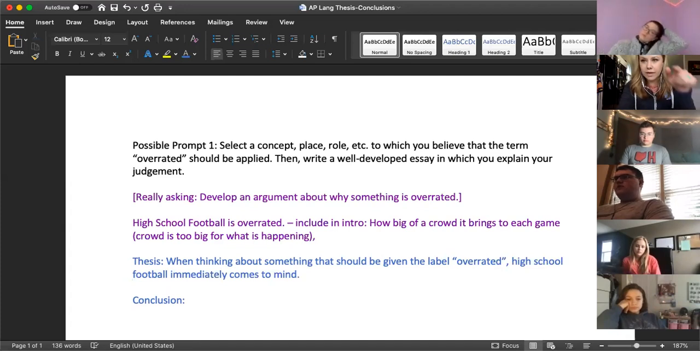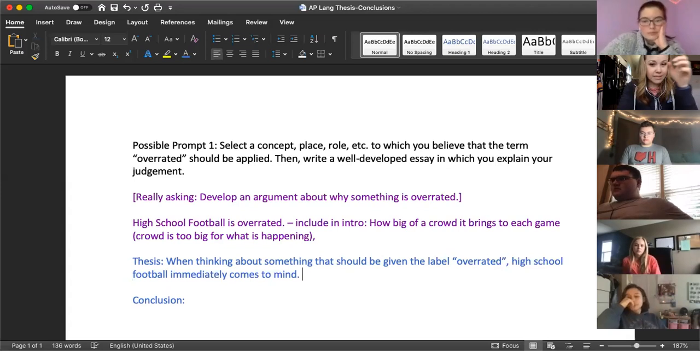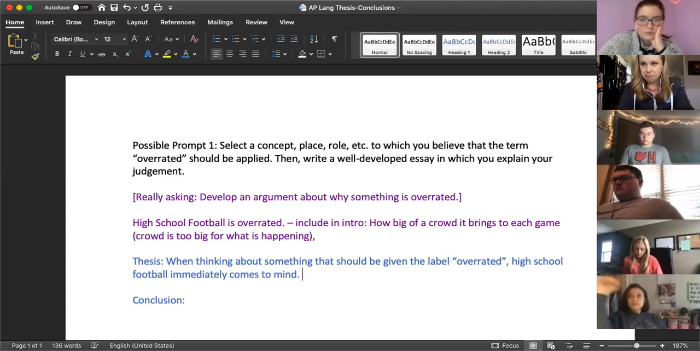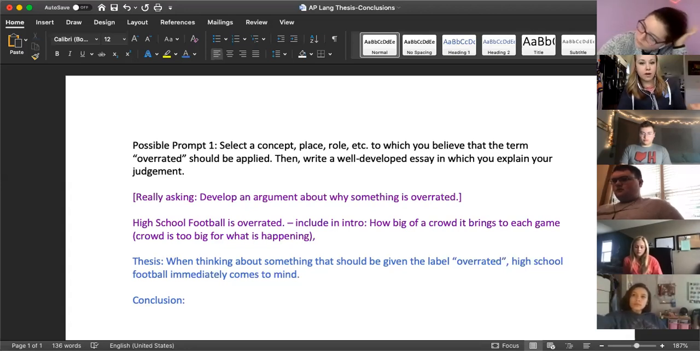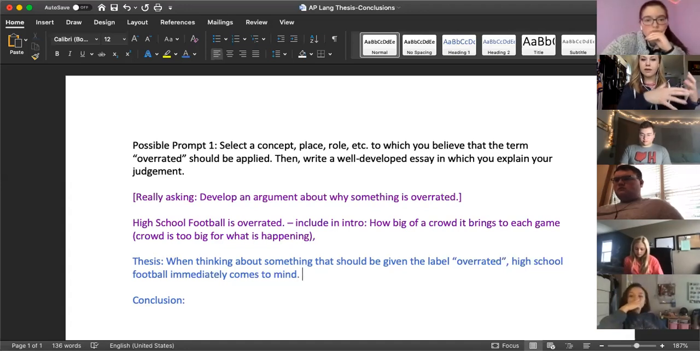So I don't know if you see what I did here. It's not even actually saying high school football is overrated. It's saying, I think it should have the label. I've taken myself out of there, but you can still kind of see the author in there. Do you see that? When thinking about something that should be given the label, which is me essentially saying, when I think about this, but not saying when I think about this, or I think that, right? So that would work as a possible thesis.